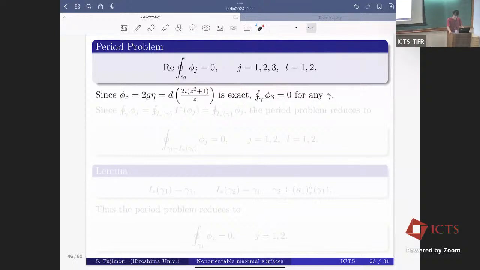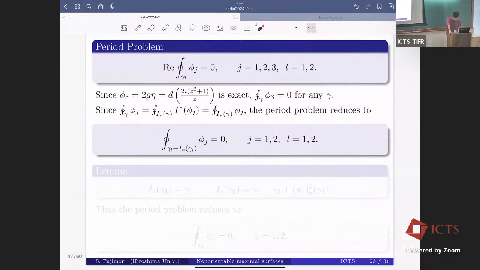But again, the third component can be written this way. So this is the exact form. So the third component is always 0 after integration, for any gamma. So the period problem is now 6 equations, but we have this, so now we don't need to consider this case. We only need to consider j equal 1, 2, L equal 1, 2, so 4 equations now. And direct computation.